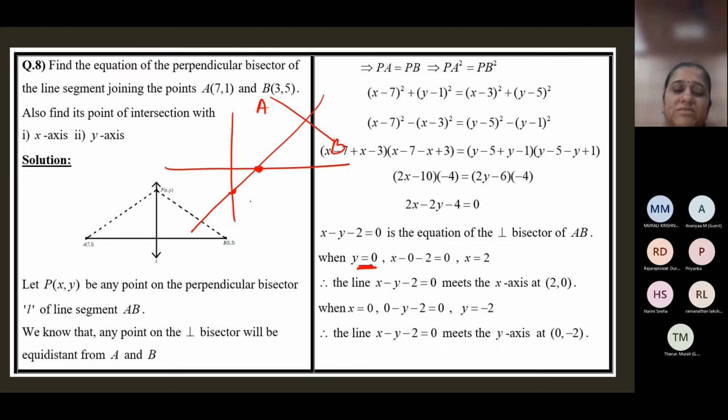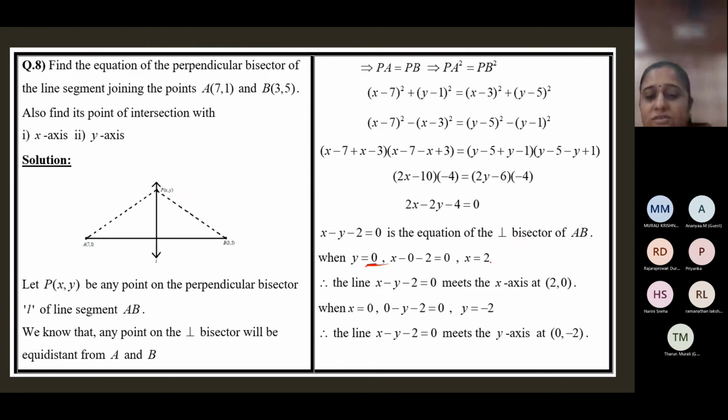Every point on the perpendicular bisector will satisfy the equation. Now this is a point on the perpendicular bisector. It is on the x-axis, so y is 0. In this equation, when y is 0, find the value of x. And in the same equation, if the point lies on the y-axis, x is 0. So when x is 0, find the corresponding value of y.